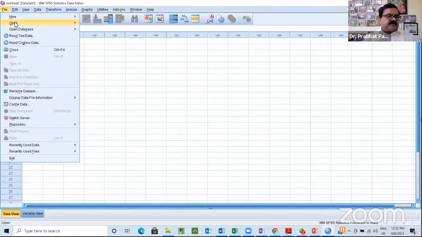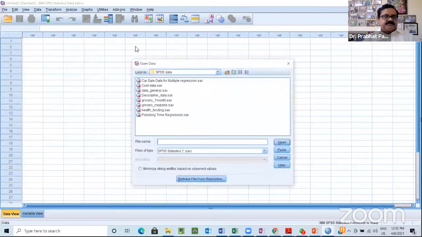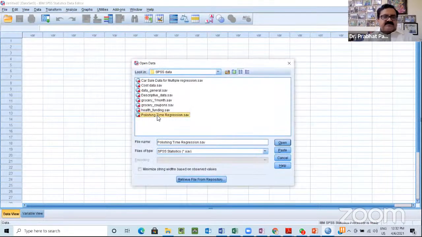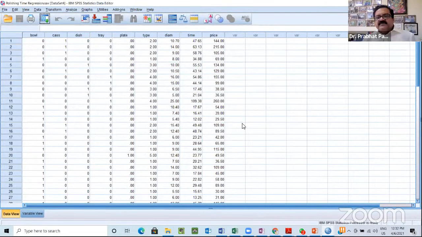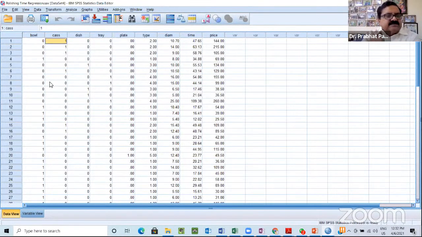Okay, let me just open the data. So I'm taking this polishing time regression data. This is the data in front of us. We're going to use regression over here. What it says is that this company is preparing different kinds of glassware: bowl, casserole, dish, tray, plate. These are the codings for the different types of glassware being manufactured.